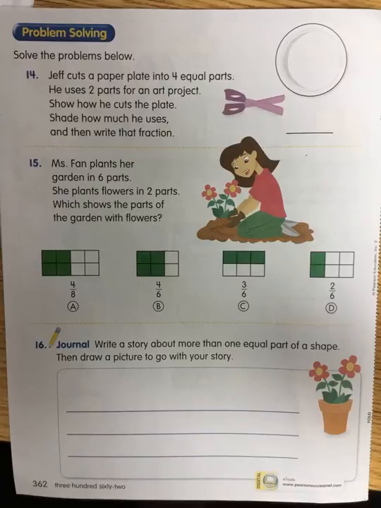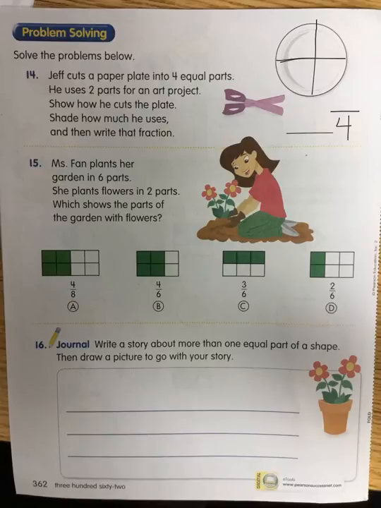Solve the problems below. Number 14, Jeff cuts a paper plate into 4 equal parts. He uses 2 parts for an art project. Show how he cuts the plate, shade how much he uses, and then write that fraction. So you're going to cut it into 4 equal parts. 1, 2, 3, 4. And he uses 2. So you're going to show me how you're going to show 2 being used. Then write the fraction here. Remember, number colored in on top over the number in all. So the number on the bottom should be 4.